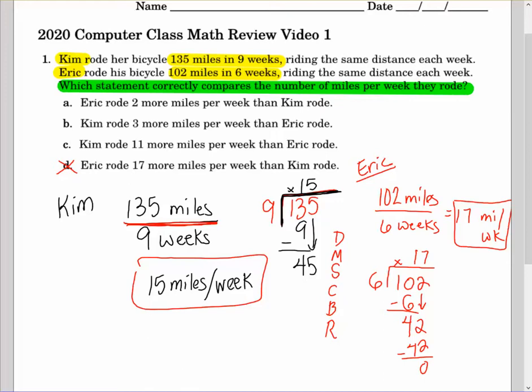So you're looking for the difference between Eric's amount, which was 17, and Kim's amount, which was 15. So if you subtract the 2, you obviously get choice A. Eric rode 2 more miles per week than Kim. All right, let's go on to the next one.